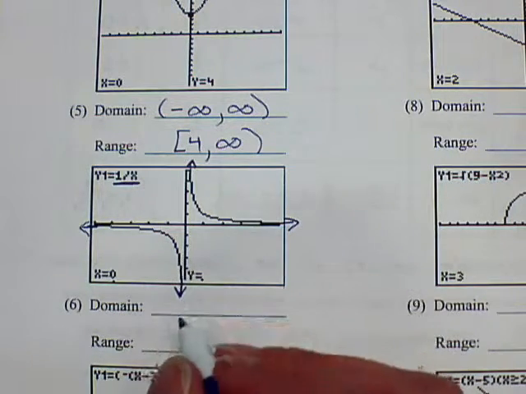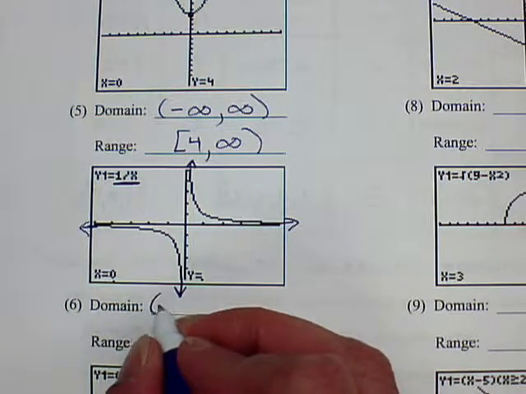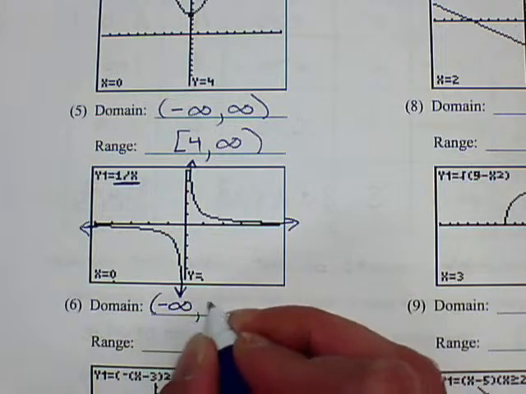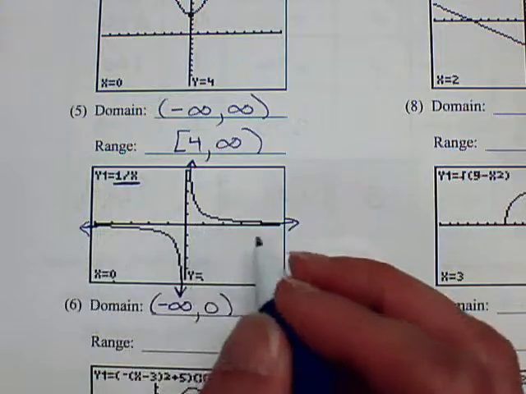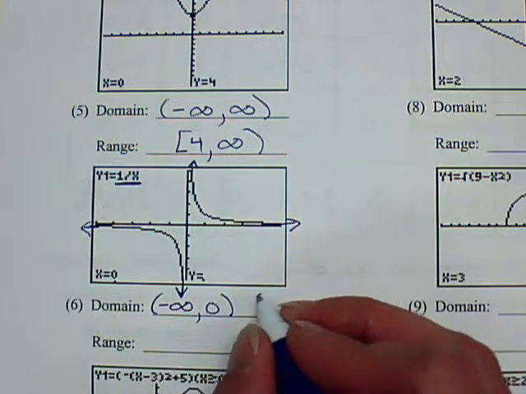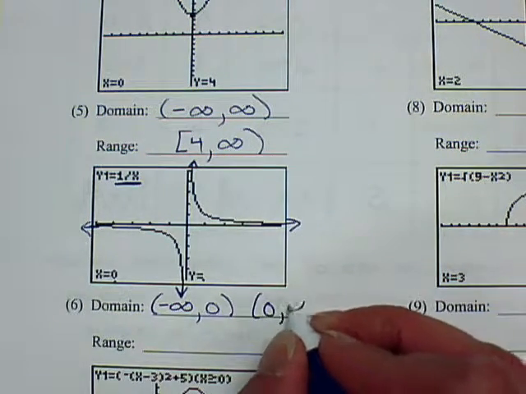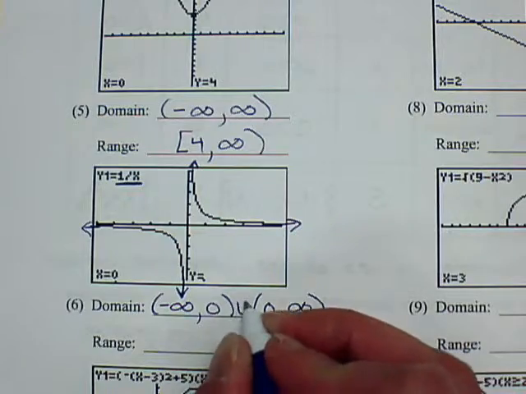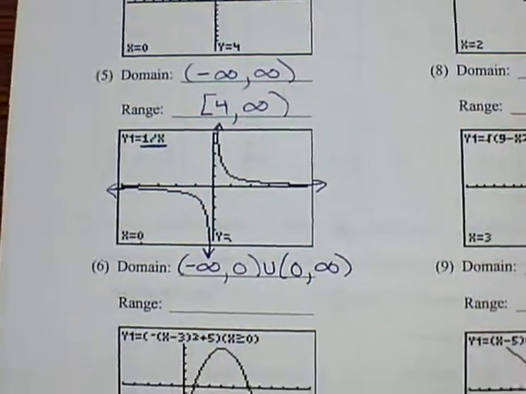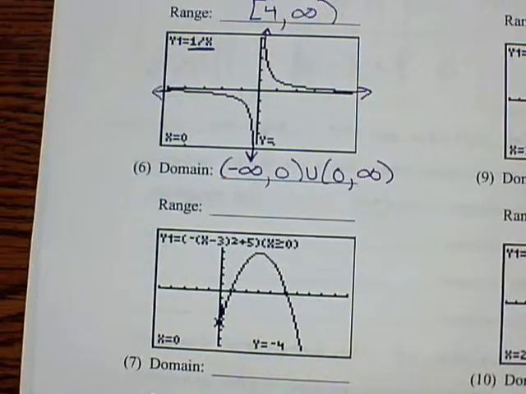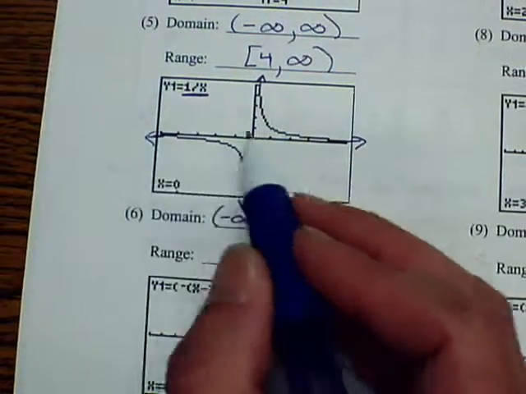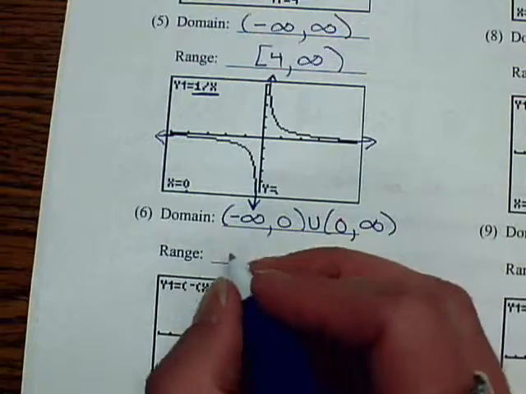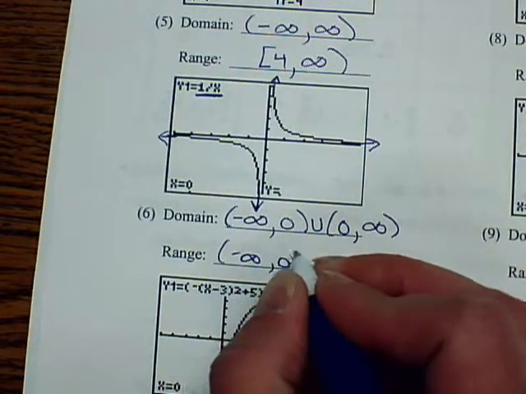Now to do that in interval notation, we'd say negative infinity to 0, not including 0. That gives me that side of the graph. This side of the graph starts back over at 0 and goes to positive infinity. And they are unioned. The next, oh wait, we forgot the range. Since it's doing the same thing on the range, well then our range is going to be the same.